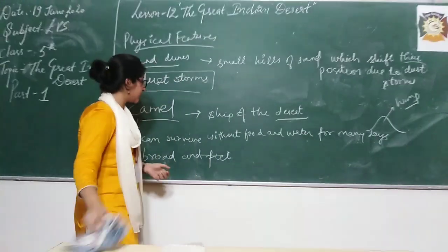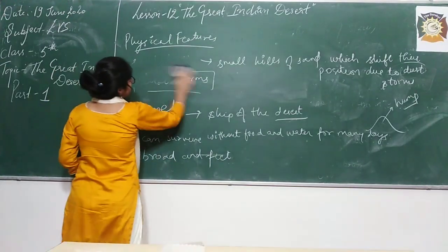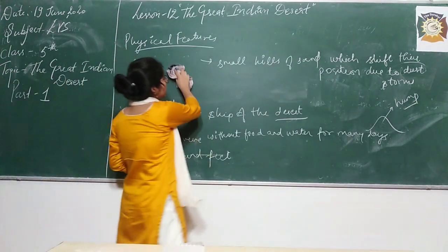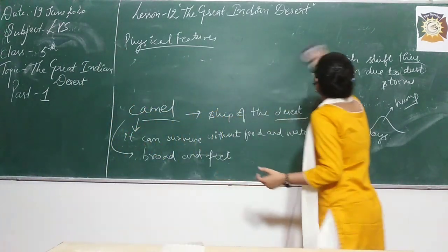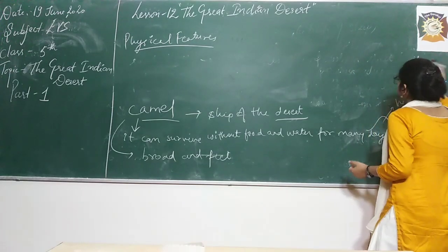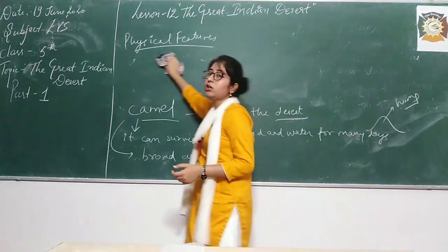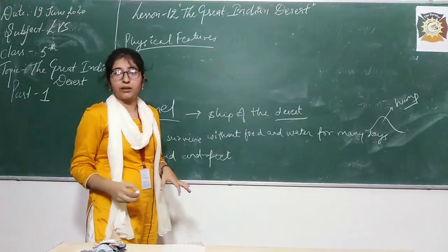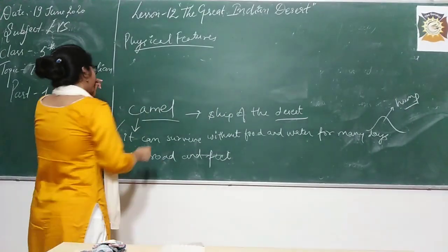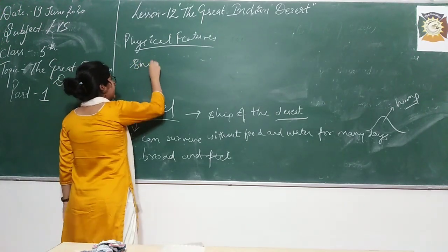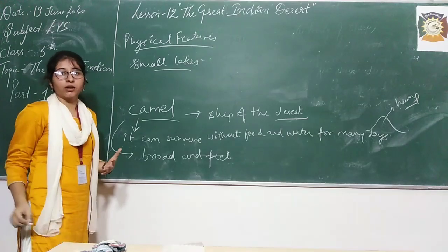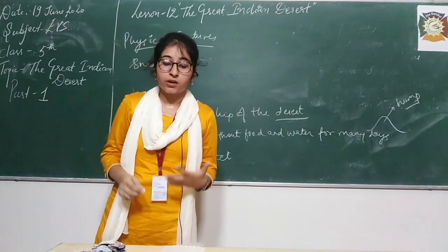Okay. So after this, students, I told you that these deserts are very dry areas, right? They do not have much rainfall. But all the portions are not dry. There are some small lakes in these areas. Now how are these lakes developed?